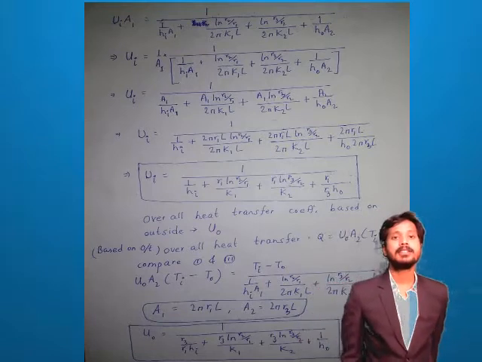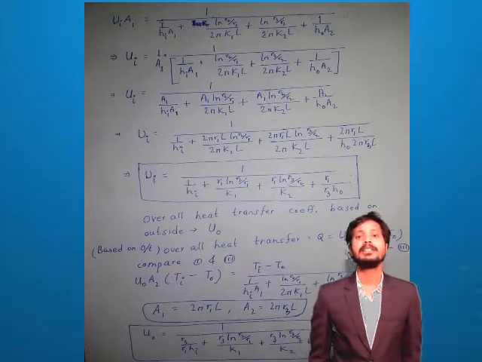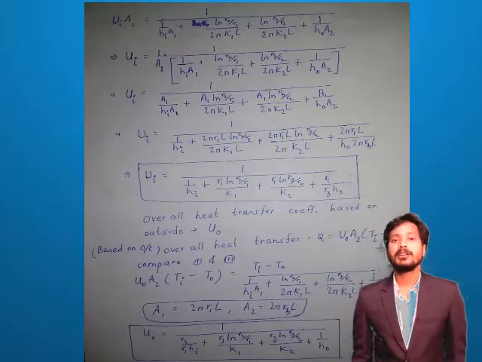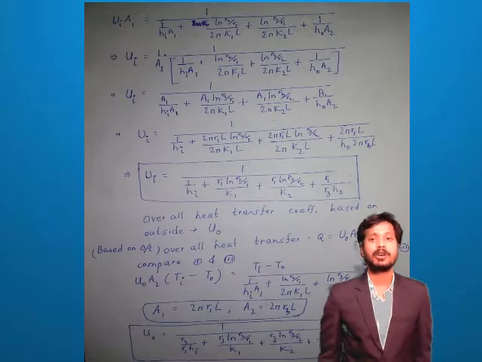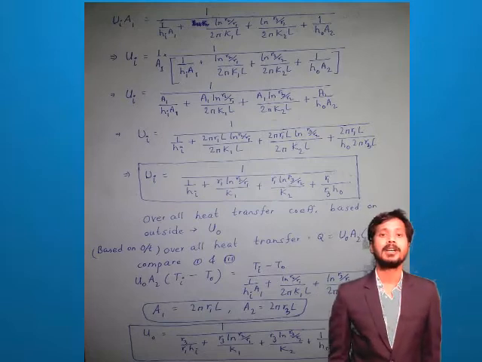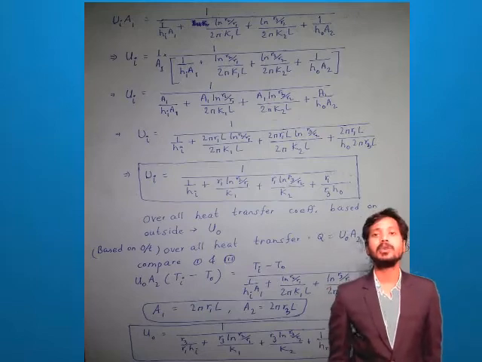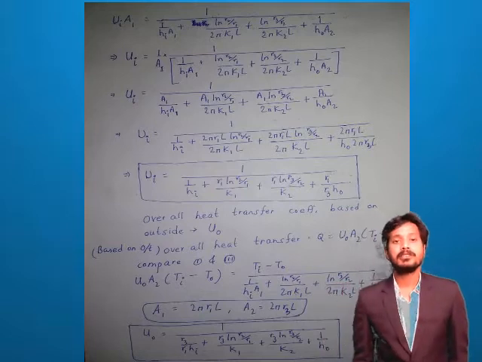Now take this Ui for value equals to, so if you take this A1 inside the bracket, we get 1 by Hi A1 plus A1 into ln of R2 by R1 by 2 pi K1L plus A1 into ln of R3 by R2 by 2 pi K2L plus A1 by H naught A2.